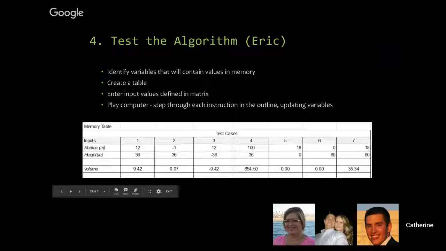And then you'll want to actually test the algorithm that you did. So you'll want to pretend like you are a computer and just go through each of the examples. So for the first one, the first input radius is 12, the height is 36, that's valid. It comes back to 9.42, and then we just go through the rest of the test cases.